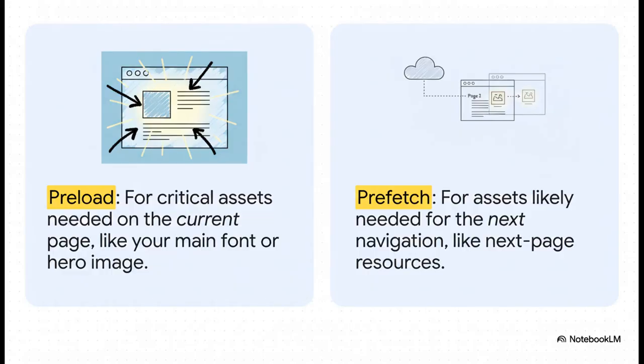And we have two really key tools for this. First is preload. This is for assets that are absolutely essential for the current page to render. Think about your main font or that big hero image. Then there's prefetch. This is for assets the user will probably need on the next page they visit. It's a subtle difference, but using them correctly can make your site feel incredibly fast.